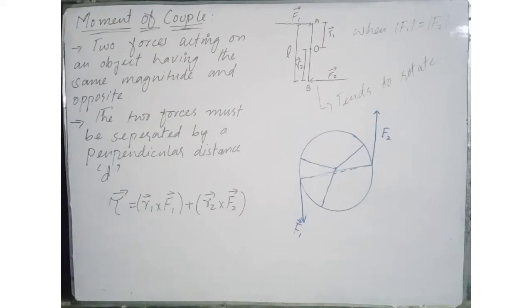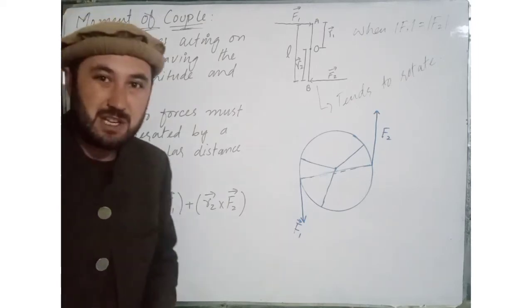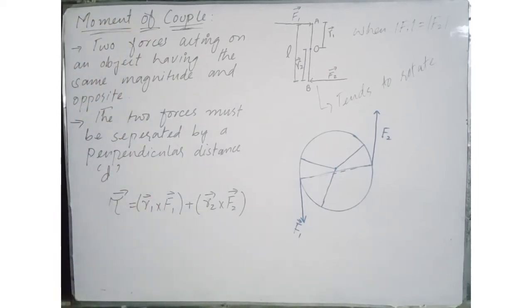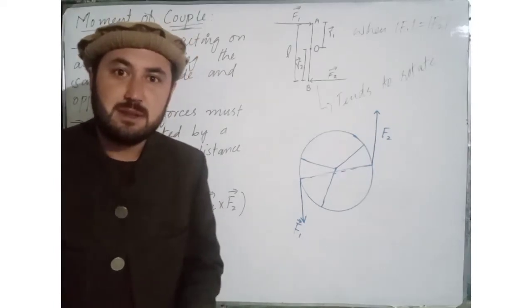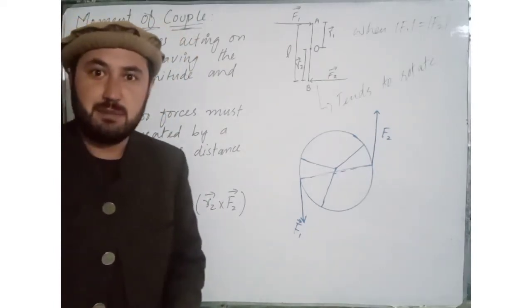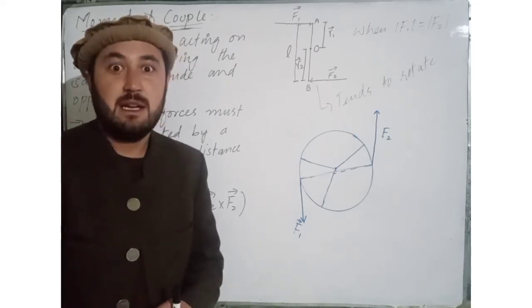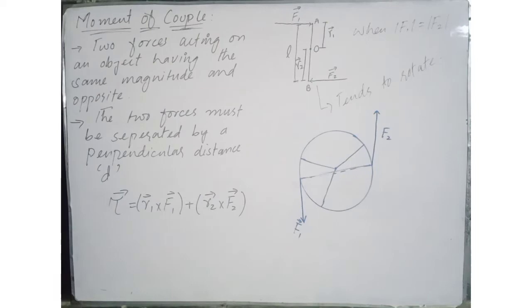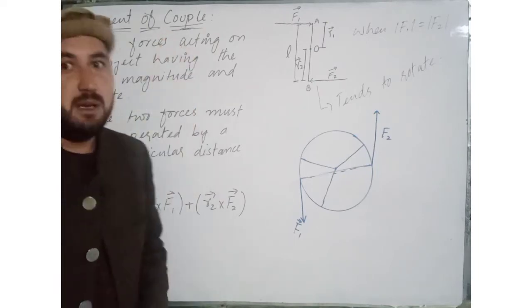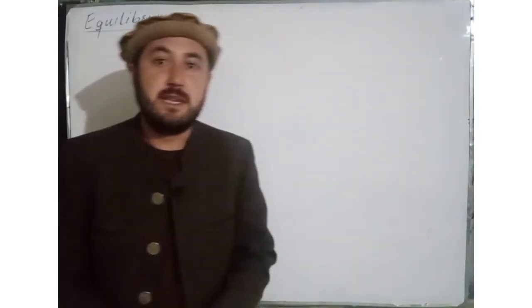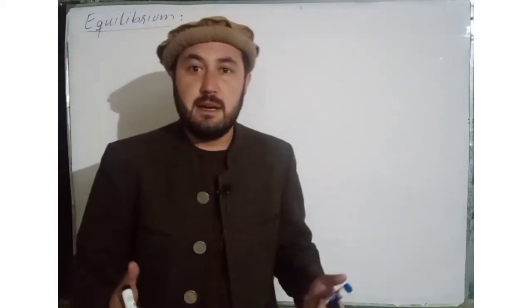So in the perspective of torque, rotation, or any turning effect, moment of couple is important. It is just the combination of forces which act on a single object in opposite directions, and when the two forces have the same magnitude, we consider them a couple, right?